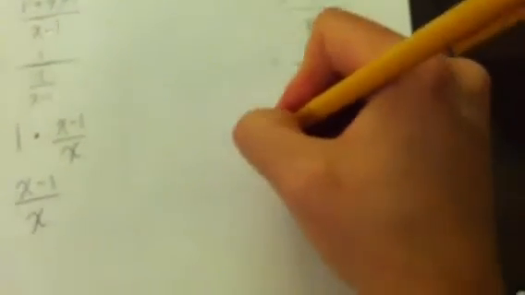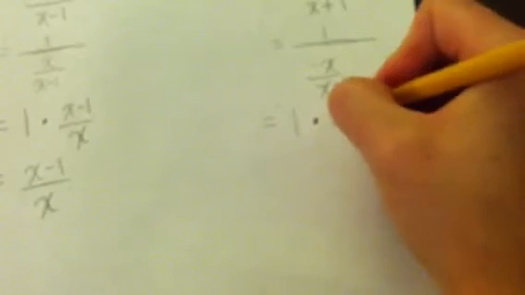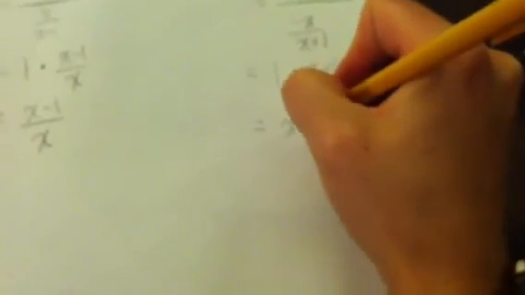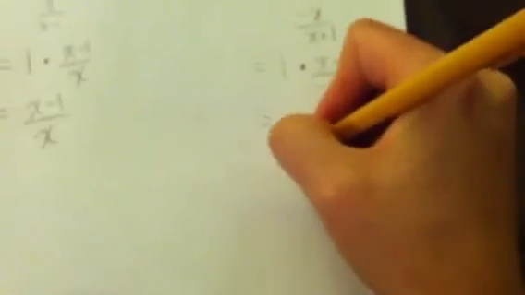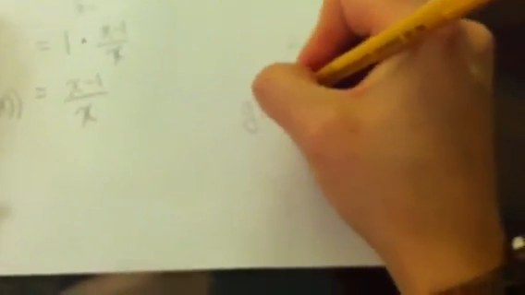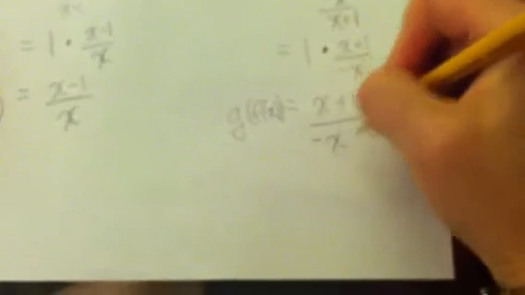Now remember, like I said before, division, so this divided by this, is the same as multiplying by the reciprocal. So it's going to be 1 times, and then the reciprocal, which is x plus 1 over negative x. Okay? And then we end up with x plus 1 over the opposite of x. So g of f of x is x plus 1 over the opposite of x. There you go.